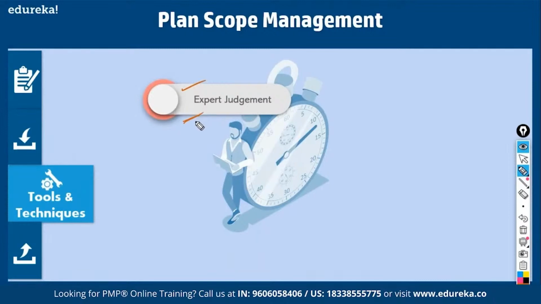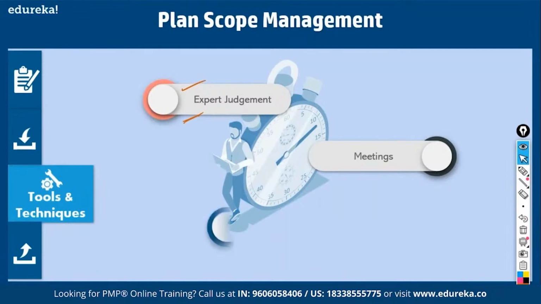Okay, fine. Then you also have another tool that is called meetings. Meetings with whom? See, you're defining scope, so you should find out what are the product features that this product should support. So you'll have meetings with a lot of people. You will have meetings with marketing teams, production teams, operations teams, sponsor, customers, right? So you need to have meetings so that you can plan for defining scope, right?